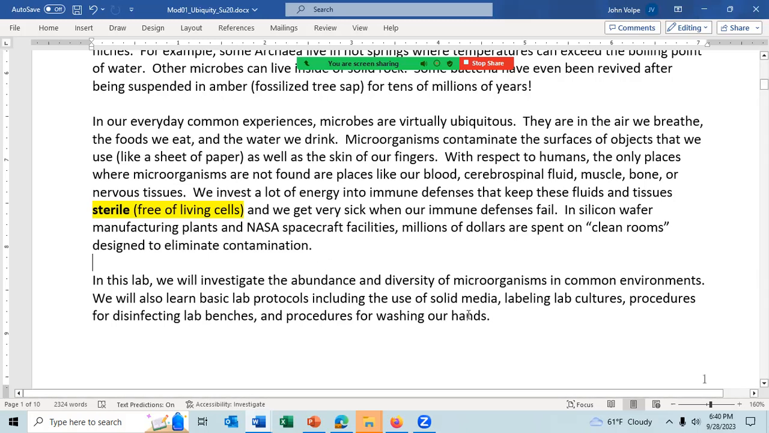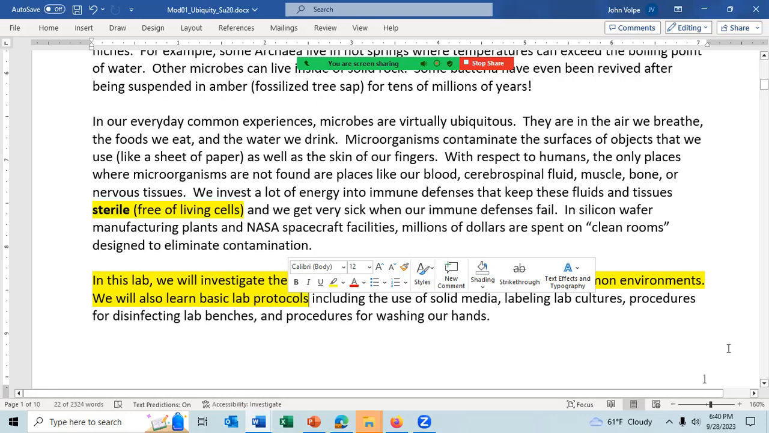In this lab, we're going to investigate the abundance and diversity of microorganisms in common environments. We'll also learn some basic lab protocols. Any question about any of that?